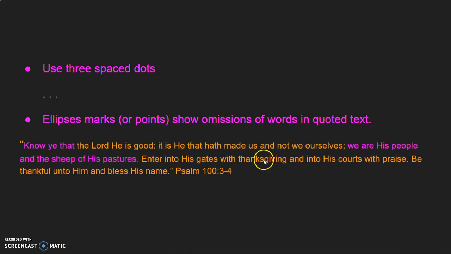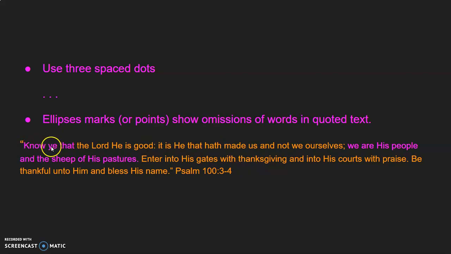So I have here Psalm 100:3-4, and it says this: Know ye that the Lord, He is good. It is He that hath made us, and not we ourselves. We are His people, and the sheep of His pastures. Enter into His gates with thanksgiving, and into His courts with praise. Be thankful unto Him, and bless His name. Psalm 100:3-4.